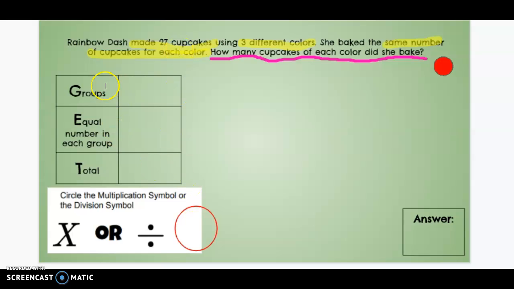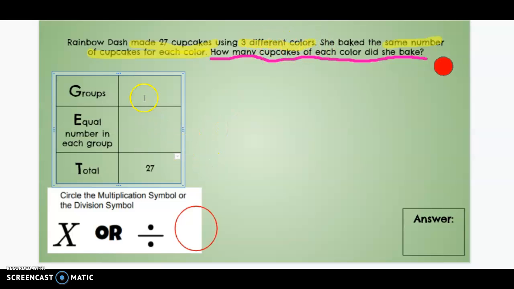That's important. Is 27 cupcakes going to be my groups, equal number in each group, or my total? 27 cupcakes, if you said total, good job. 27 cupcakes is going to be your total. Okay, so then I have 3 different colors. And the question is asking us how many cupcakes of each color did she bake?